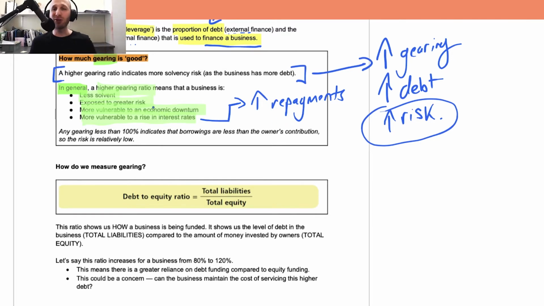So let's have a look at the ratio itself. If we are measuring gearing, we use the debt to equity ratio. It shows you debt to equity because on the top we've got total liabilities, which is the total debt, and then total equity. So in the ratio we've got debt over equity, and we are looking at the relationship between the two.